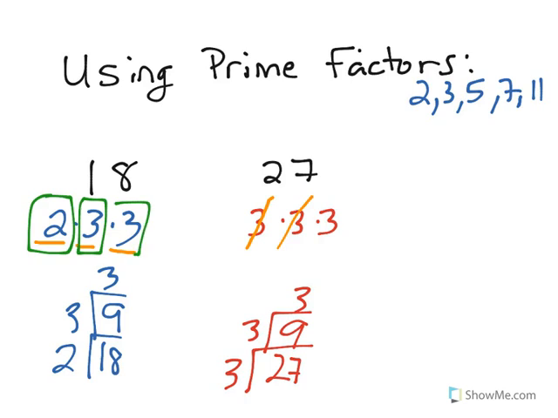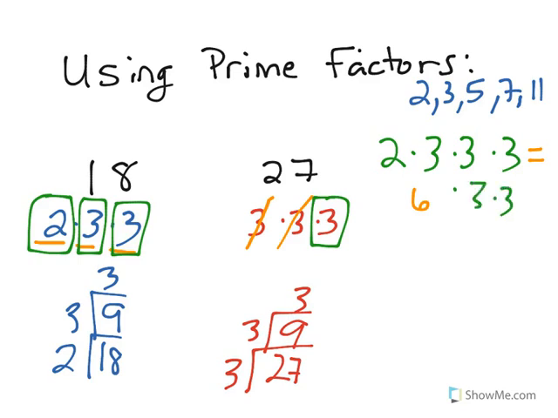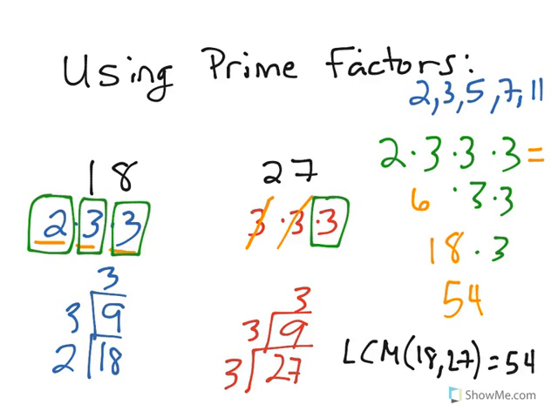2, 3, 3, and 3, which means we take 2 times 3 times 3 times 3, because that's where they all came from. The product of these numbers is going to be the least common multiple for 18 and 27. Well, 2 times 3 is 6, times 3 times 3. 6 times 3 is 18, times 3. 18 times 3 is 54. Okay, and this means that the least common multiple of 18 and 27 is 54. Okay, and that's how you find it using prime factoring.